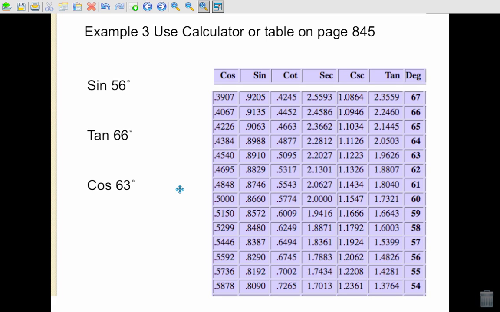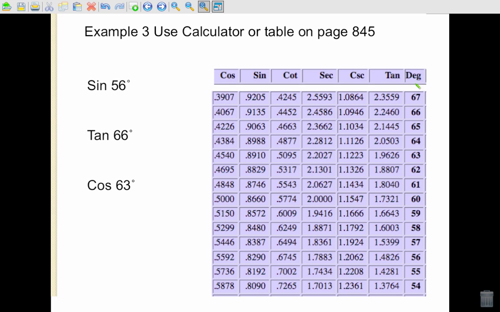All right, so how do we find sine, cosine, and tangent? Very easy. You can either use your calculator, or you can use the table on page 845 in your book. This particular table I found online, so you can also Google sine, cosine, tangent table, and you can also find it there if you don't have your book.